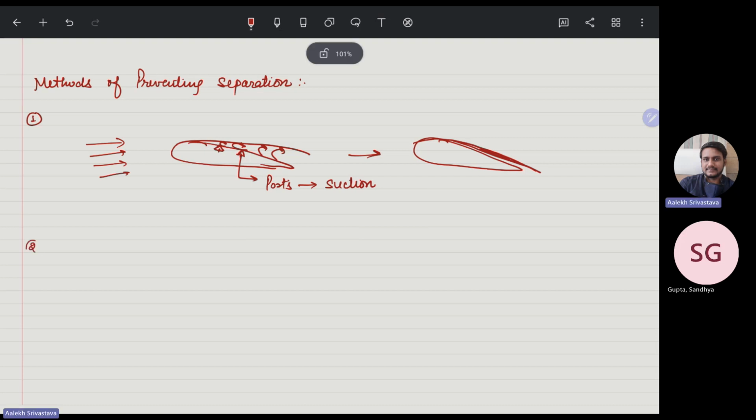And another method is, if there is a flow, you can do one thing.